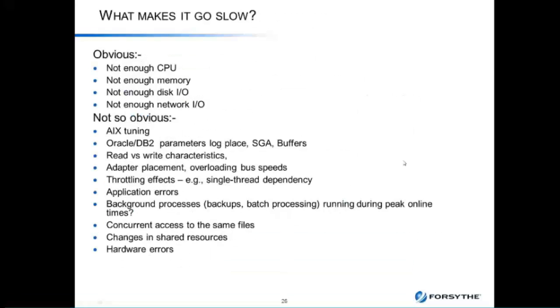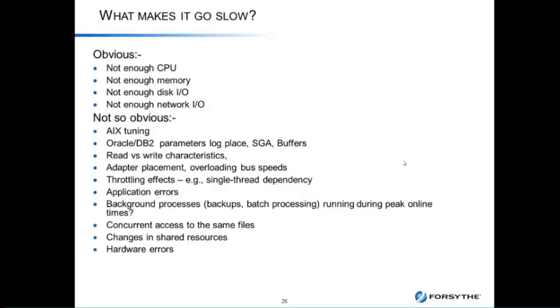What kind of things slow the system down? Well, there's some obvious things. You don't have enough CPU or entitlement or VPs. You don't have enough memory, not enough disk I/O or network. But there's a lot of not so obvious things. There's AIX tuning, making sure that your system is actually set up correctly. For Oracle and DB2, there's the placement of your logs, your SGAs, your buffers, all those kind of things. Is your workload 100% write versus 100% read? That's very different tuning characteristics.